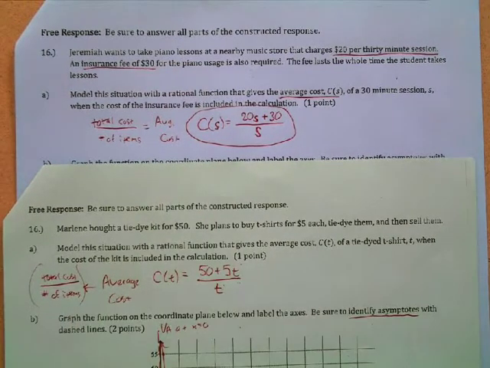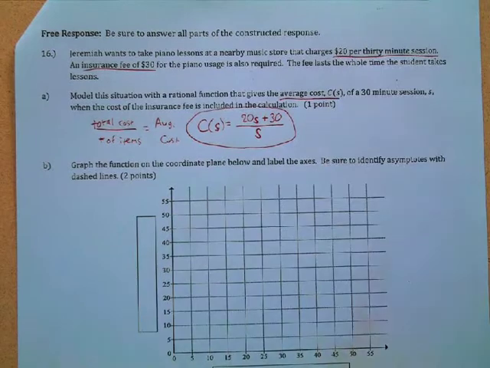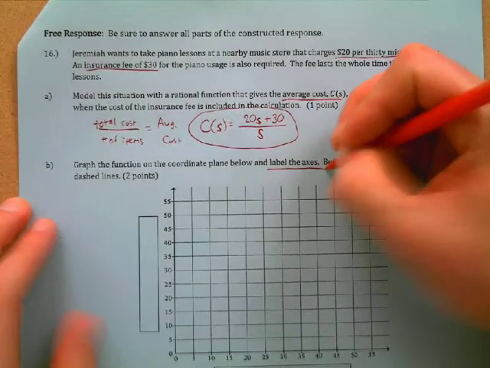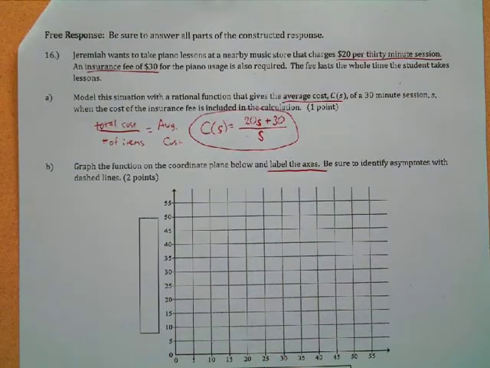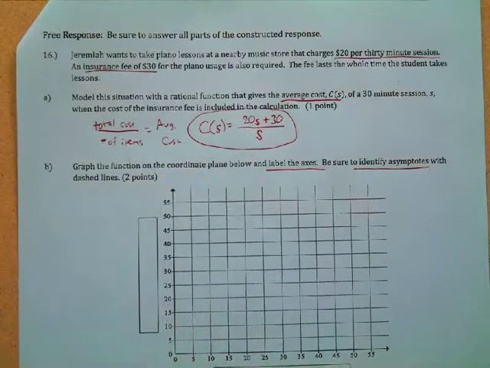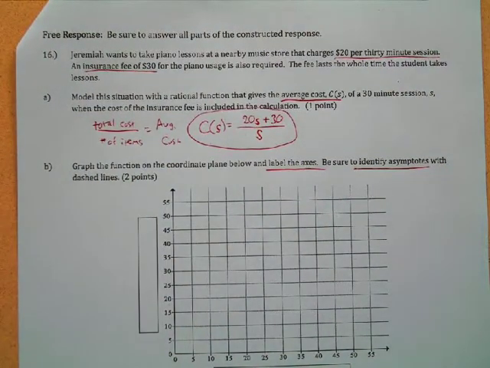All right, so let's go on to the next question here. Graph the function on the coordinate plane below, label the axes. Again, folks, that means there's points attached. Identify asymptotes with dashed lines. So these are aspects you need to include in your graph.